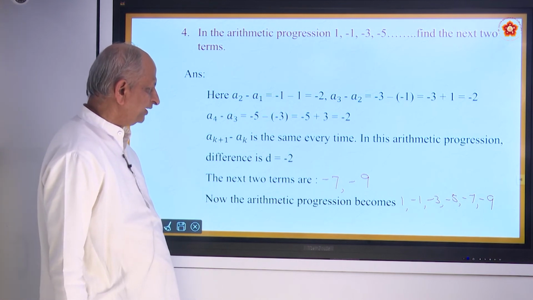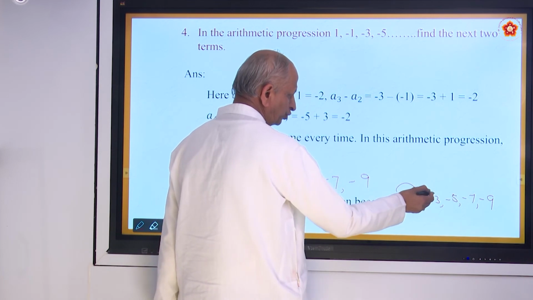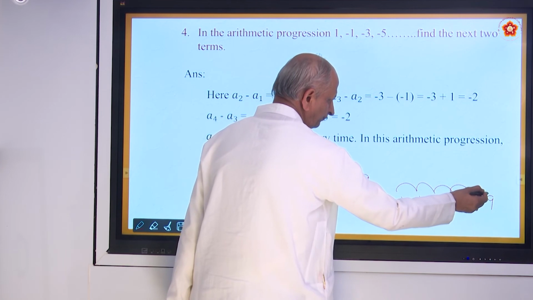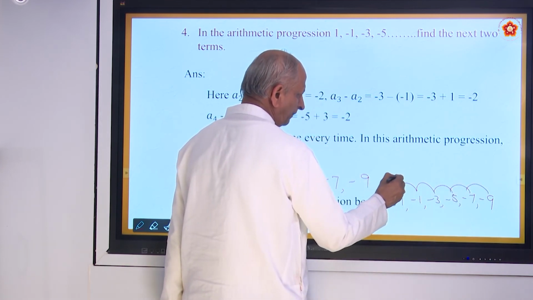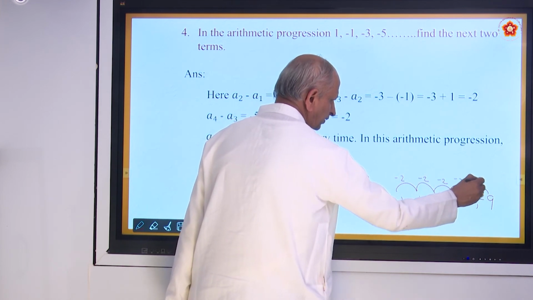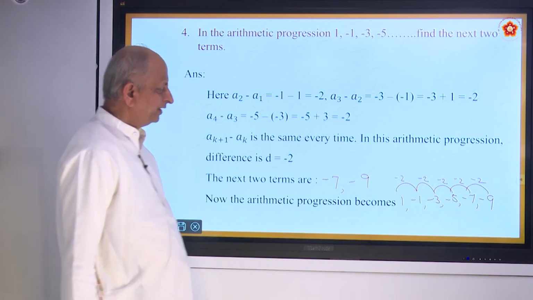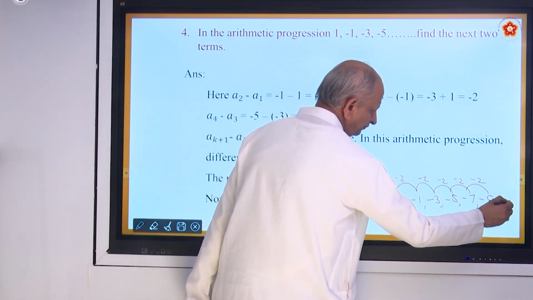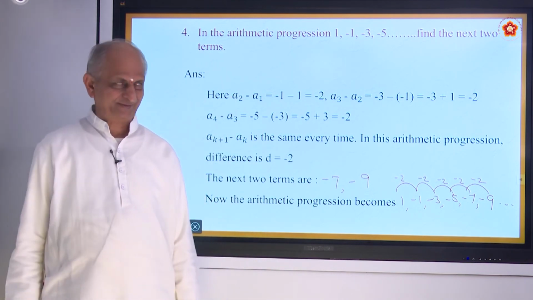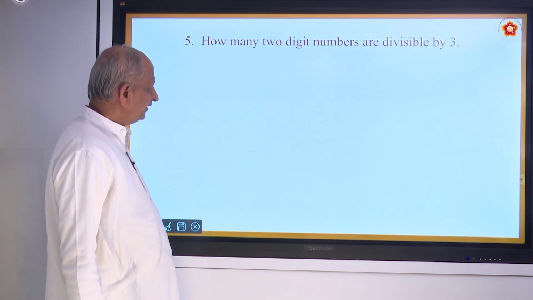Here what is to be noted is the difference must be the same. Common difference here is minus 2, minus 2, minus 2, minus 2, minus 2. All common difference. That is the thing you must note. Then only it will be called an arithmetic progression, and dot dot. What do you mean dot dot? It is an infinite series. Okay, so nice, very easy.